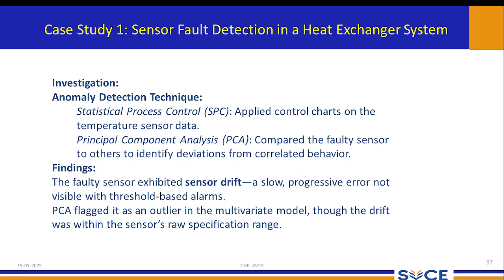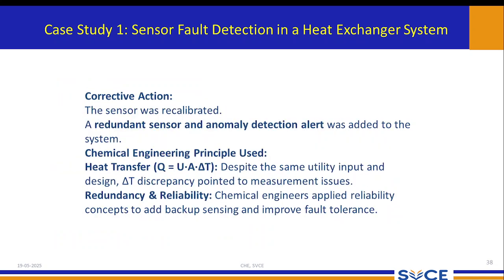The investigation used anomaly detection techniques: statistical process control, applying control charts on the temperature sensor data, and principal component analysis for dimensionality reduction, comparing the faulty sensor to others to identify the deviation from the correlated behavior. Findings: the faulty sensor exhibited sensor drift, a slow progressive error not visible with threshold-based alarms. PCA flagged it as an outlier in the multivariate model, though the drift was within the sensor's raw specification range. Corrective action: the sensors were recalibrated, and a redundant sensor and anomaly detection alert were added to the system.